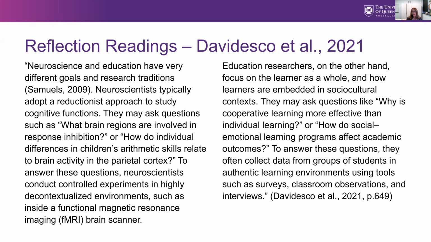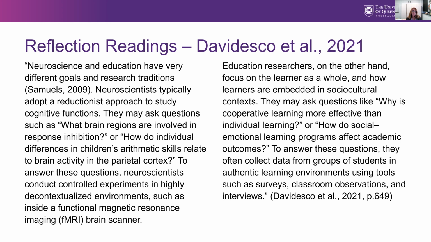We're looking at their behaviour. We're looking at their interactions with other people. We're drawing on their prior knowledge and experiences. So we're embedding our learner in this socio-cultural context. We're not just reducing it down to these neurological processes. So our questions are different to what a neuroscientist would be asking when they're exploring different functions of learning.